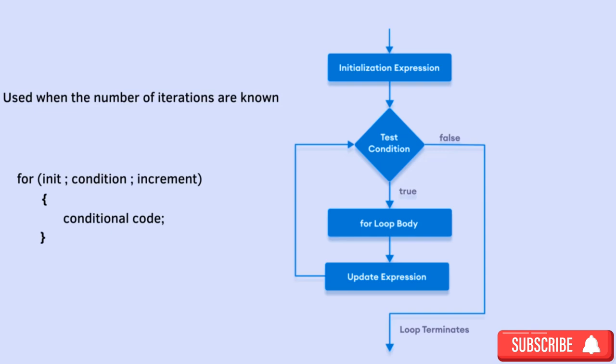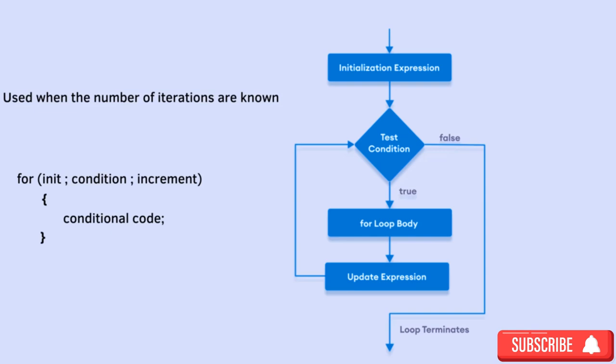First of all, the initialization thing will execute. It will initialize a particular variable with any given value. Before entering the body of the for loop, it will check the condition. If the condition is true, only then this code block will get executed. If the condition is false the very first time, it will not execute at all.